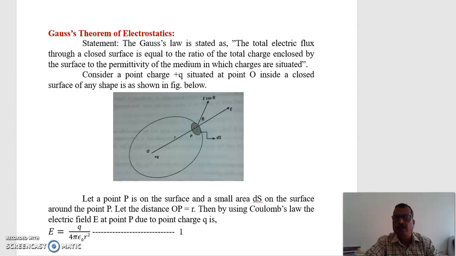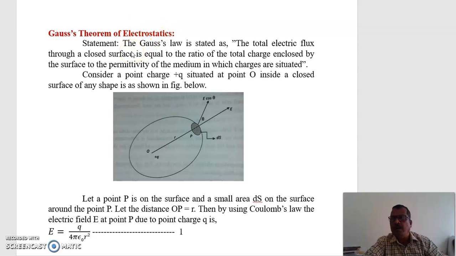Therefore, to make the calculation simple, we use Gauss theorem to find the intensity of electric field due to charge distribution. We use, instead of Coulomb's law, Gauss law or Gauss theorem of electrostatics. First we see the statement of Gauss theorem of electrostatics.